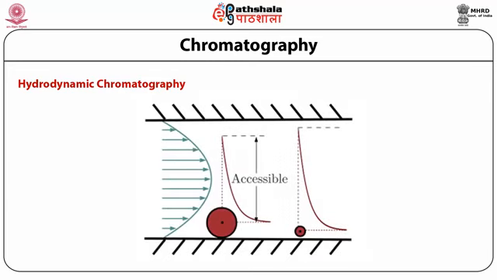So we said that in hydrodynamic chromatography, the larger particles are eluted first and the smaller particles are eluted later on, because the larger particles experience more drag due to the solvent than the smaller particles. So it is more accessible, so it is dragged first and it elutes first.